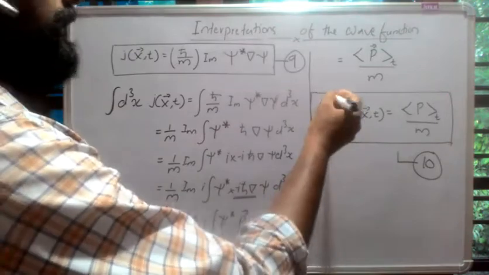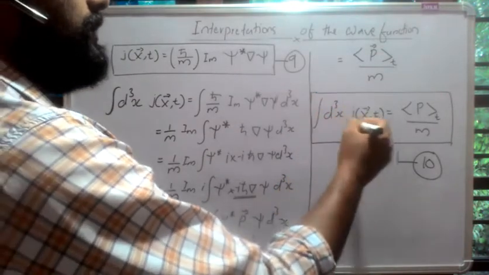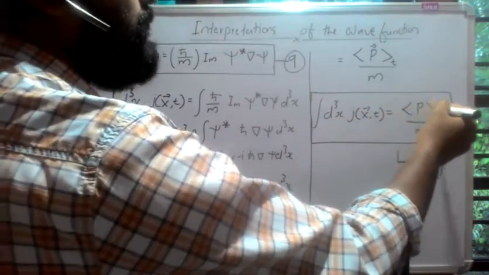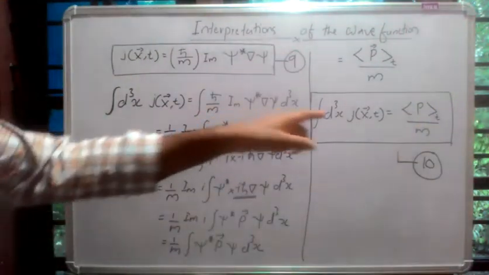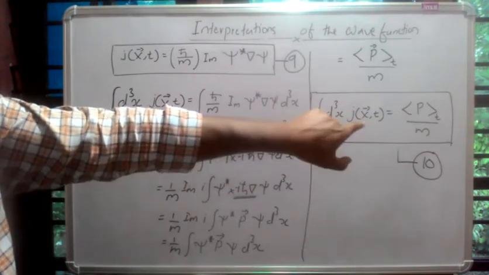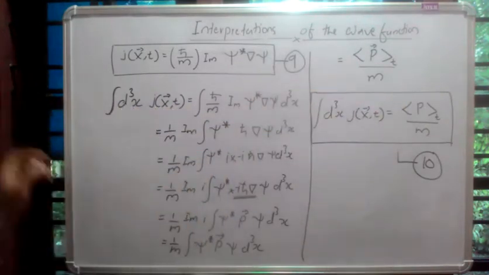Okay, so we can define integral d cube x j of x, t equal to the expectation value of momentum at a time t over m. Okay, this is actually the relation between momentum and the probability flux.